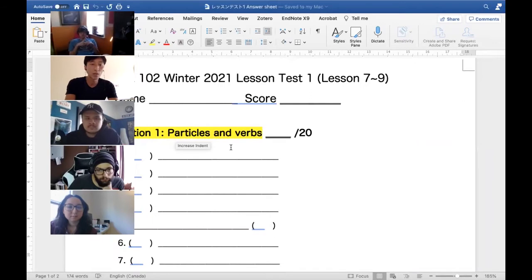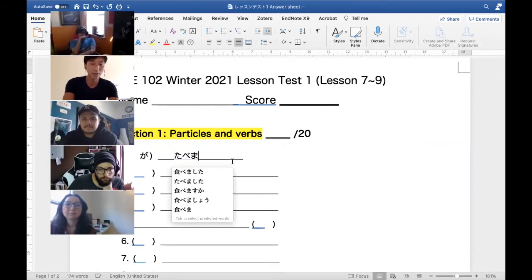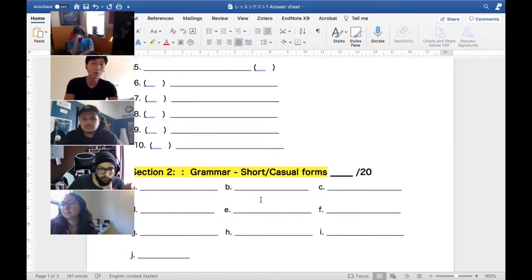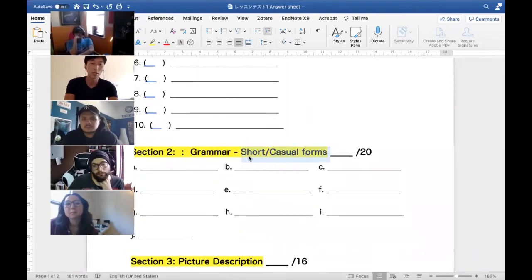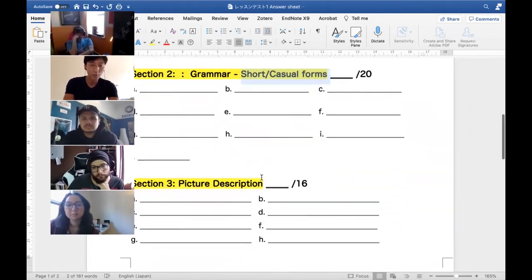Okay, section 1, as I mentioned, particles and verbs, right? Like ga, 食べました, like this one. So section 2 is about grammar, like short casual forms. I don't have to explain this, right? Short casual form, 食べた like that. Okay, and section 3, picture description.